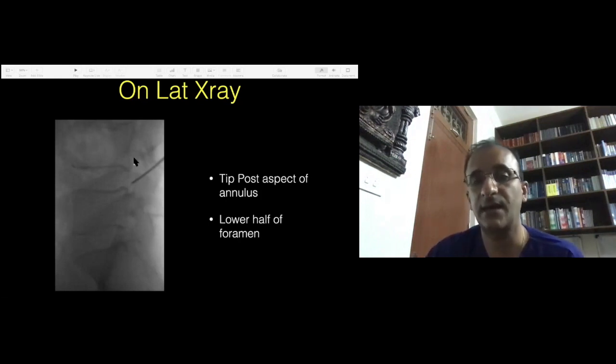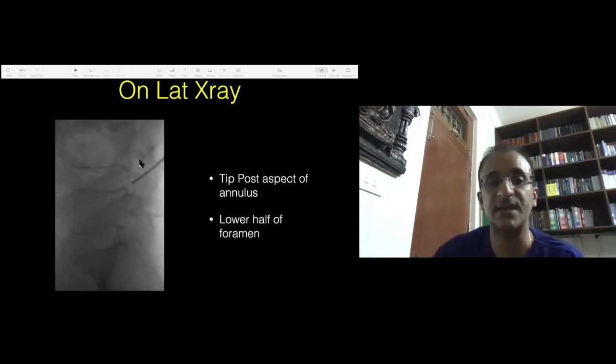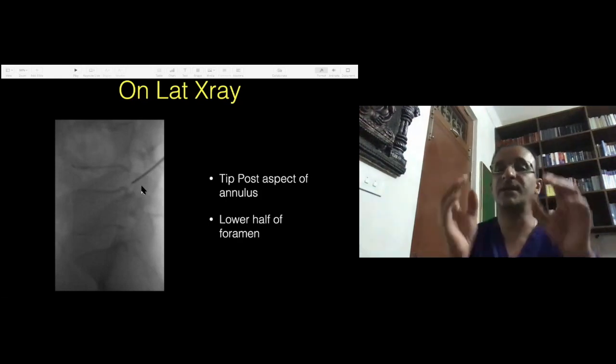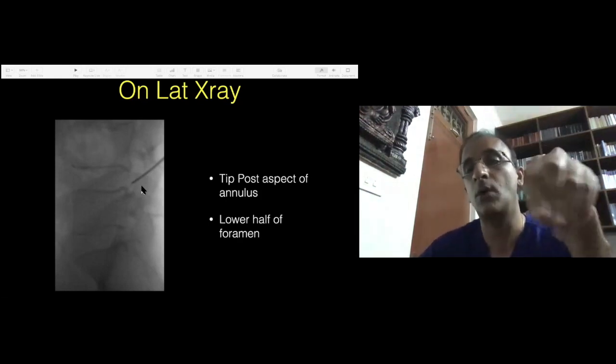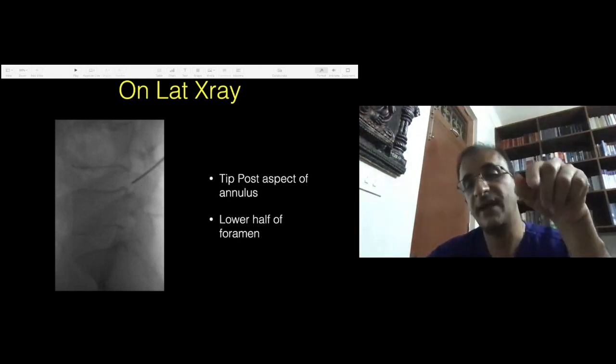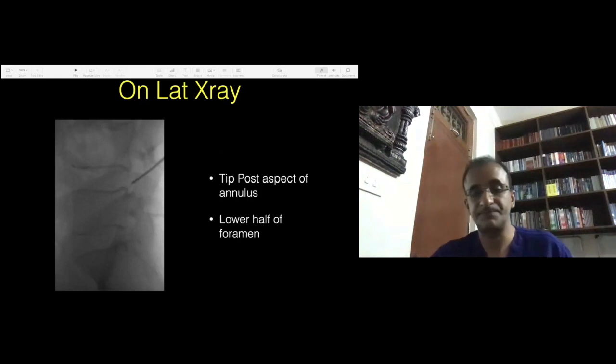Is it clear? I'll tell this once again. The exiting root is coming out from here, going down and anterior. That is the hypotenuse of Kambin's triangle. You have the end plate of the superior vertebra, the inferior vertebra, and the superior articular process. So this is Kambin's triangle, and we have entered bang on in the safe zone. The lower half and tip is posterior to the annulus.